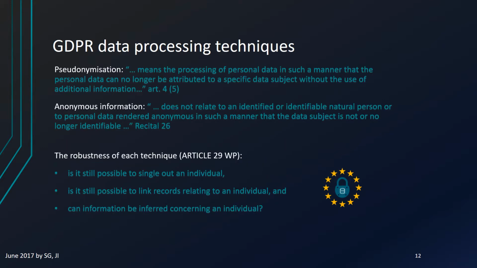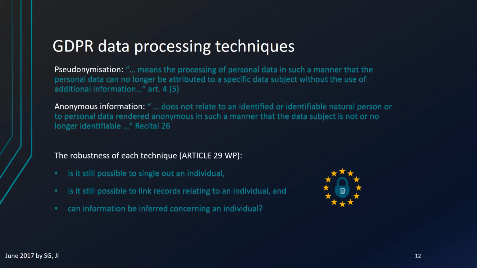GDPR guidelines suggest two data processing techniques, pseudonymization and anonymous information. Pseudonymization is replacing the data with artificial identifiers or pseudonyms, so giving the data an alias. This can be done using tokenization or reversible encryption, for example. Anonymous information means making the data completely anonymous, for example, hashing or using irreversible encryption.